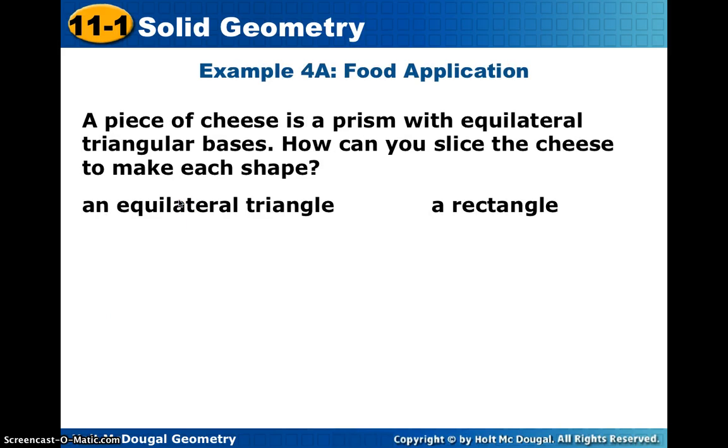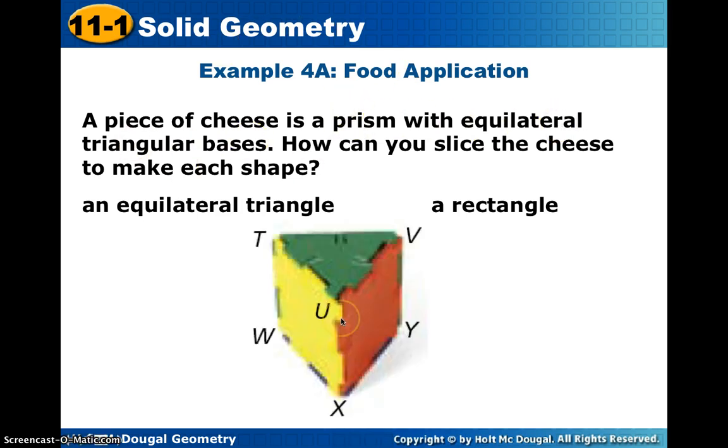Okay, now let's say that we have a piece of cheese that's a prism with equilateral triangle bases. How can we slice the cheese to make first an equilateral triangle, and then we're going to slice it again and see if we can make a rectangle? Okay, first of all, what does a prism with equilateral triangle bases look like? Well, we've already seen one of those today from the previous example. This is an equilateral triangle that's green, and we've got one on top and the bottom.